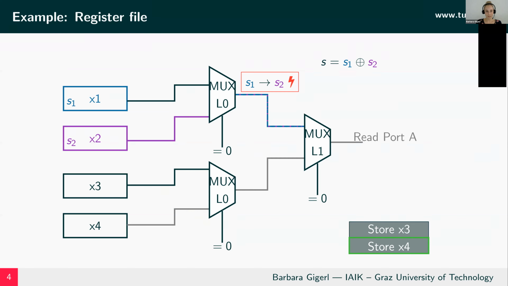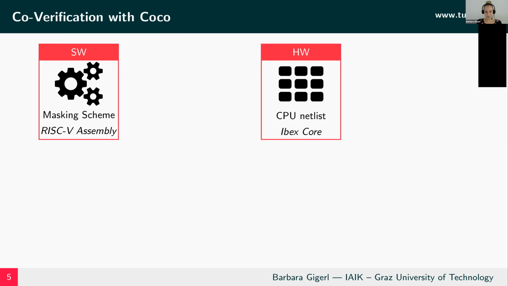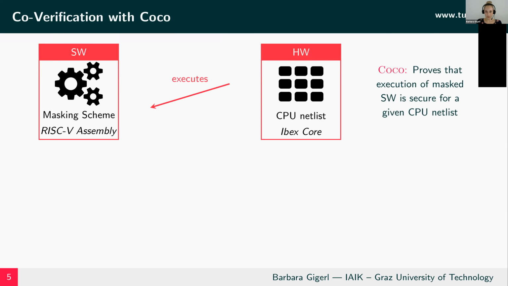Such situations are very hard to find without a proper verification tool. So this is why we constructed Coco, which basically takes a piece of masked software written in RISC-V assembly and the hardware which is used to execute the software. In our case, this was the RISC-V Ibex core. And Coco can then verify or prove that the software as executed with the Ibex core is secure or does not introduce any leaks in the context of masking.